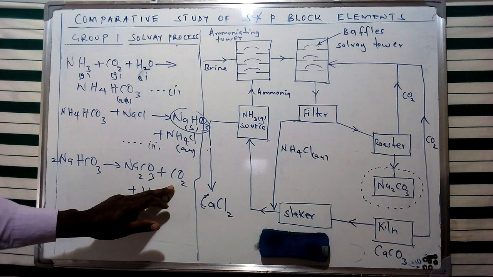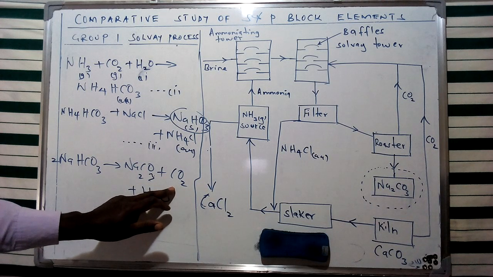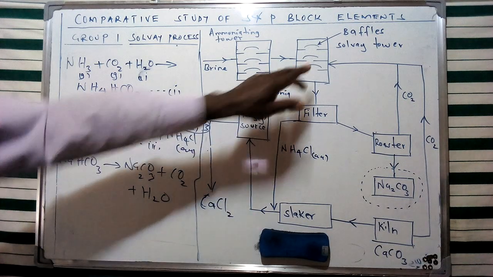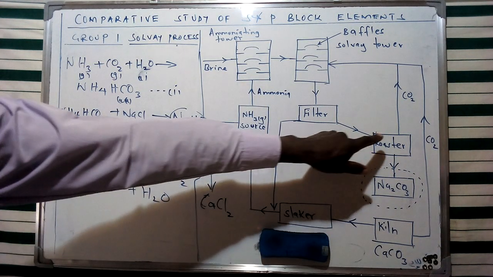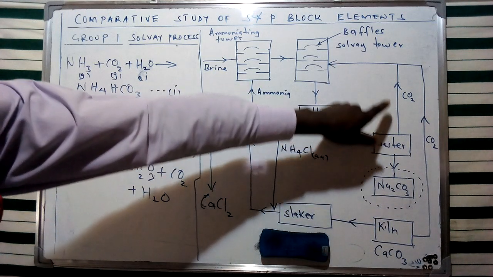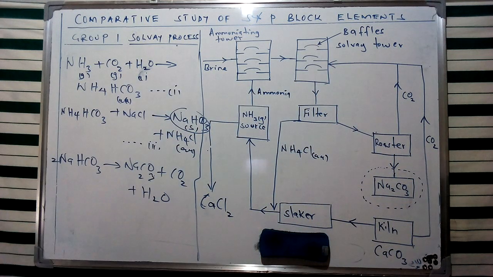And of course the carbon dioxide formed at this specific stage is going to be recycled to the solvay tower, which is going to be seen at this specific point. So we're going to have the carbon dioxide as one of the products of roasting, which is going to return to this solvay tower for recycling.